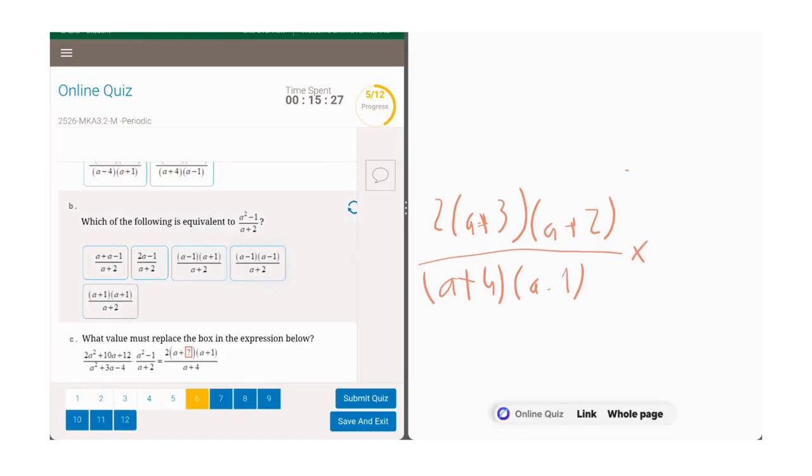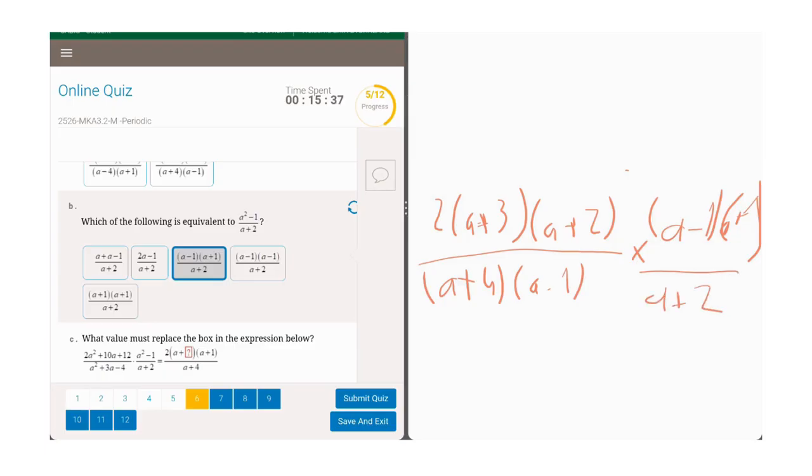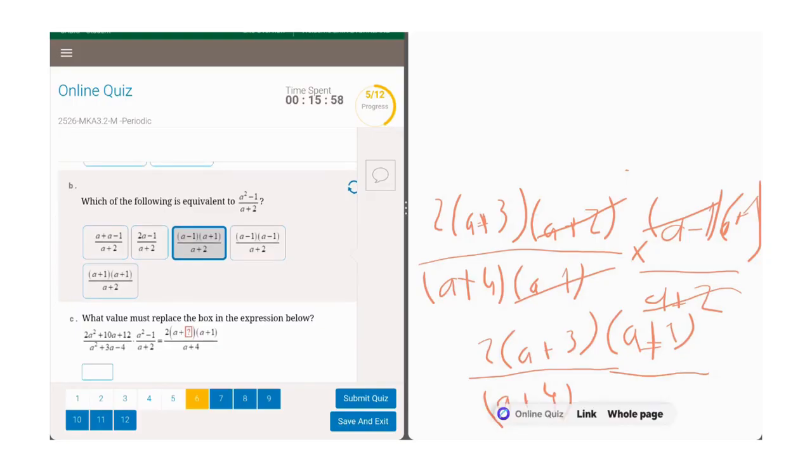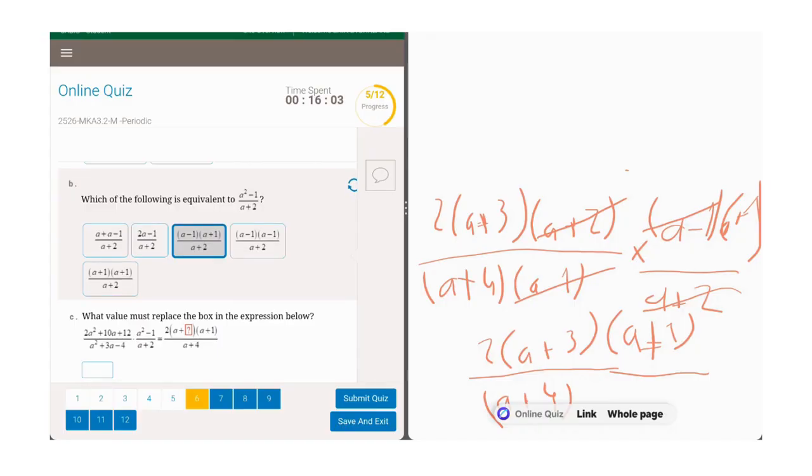Wait, we need to select the answer first. a minus 1, a plus 1, over a plus 2. We cancel out a plus 2 with a plus 2, a minus 1 with a minus 1. We're left with 2 into a plus 3 over a plus 4. But we also have the a plus 1 at the top. Be careful not to forget anything. And the final answer, we have 2a plus box into a plus 1 over a plus 4. It's 3.